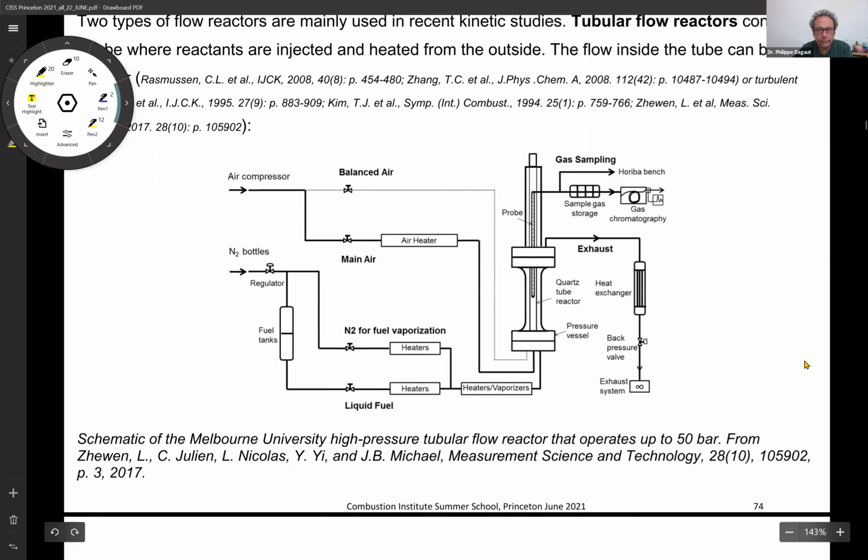And this is another reactor that I show you. An Australian reactor presented in Measurement Science and Technology pretty recently. This reactor can operate up to 50 bar. It consists of a quartz tube here. They probe from the top and send the samples to different gas sampling, an Orsat bench that I mentioned earlier, online gas analyzer, and also they can store their sample and analyze them by GC, different type of detectors.